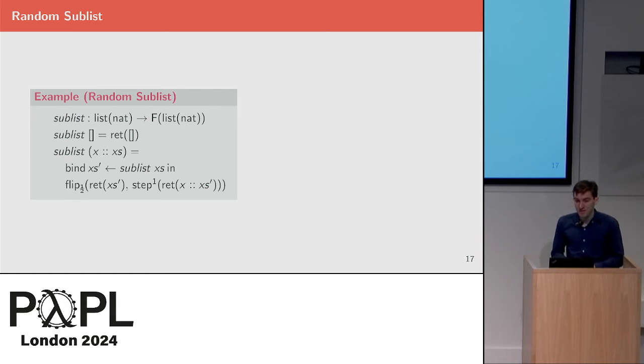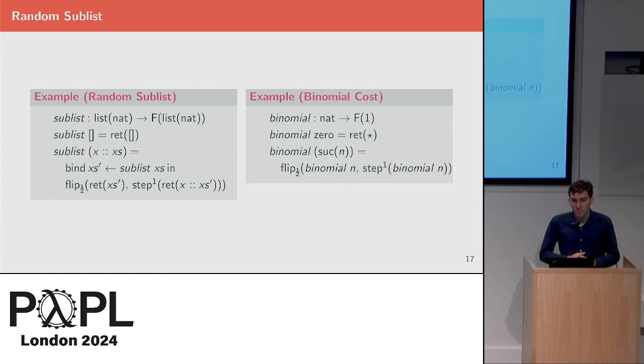Now for a more interesting example using effects. We have a simple algorithm that takes a random sublist of a list, keeping each element with 50% chance. And then if you keep the element, you incur 1 cost. You would hope to bound this by something like the binomial distribution, which is very similar to the sublist program.